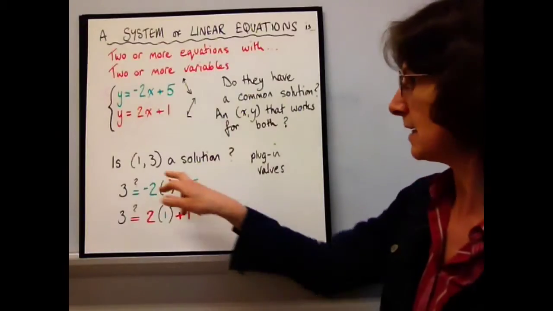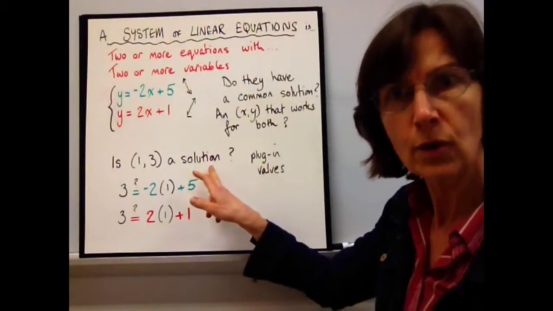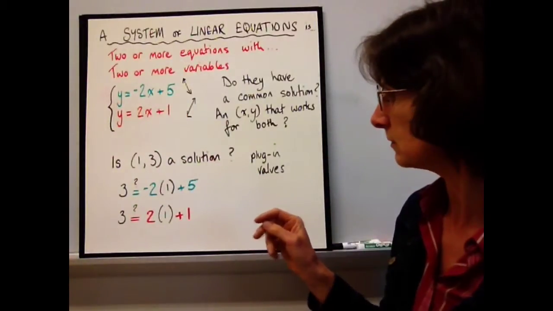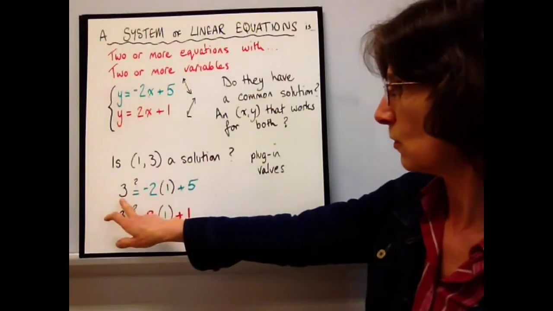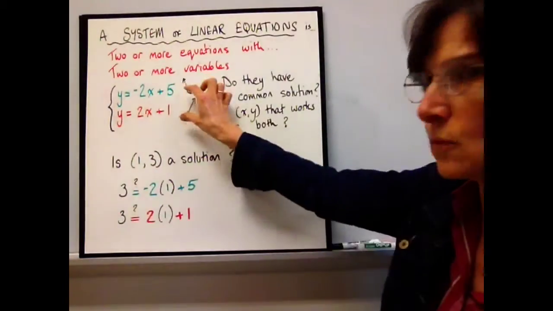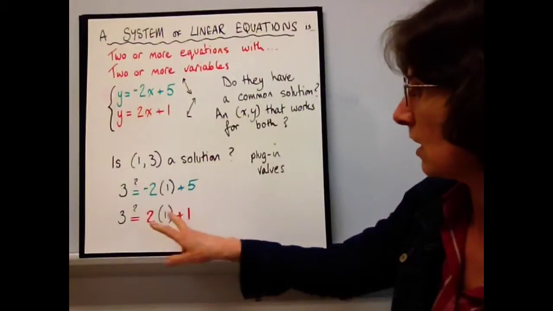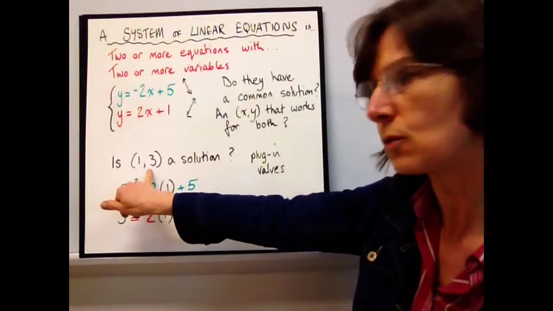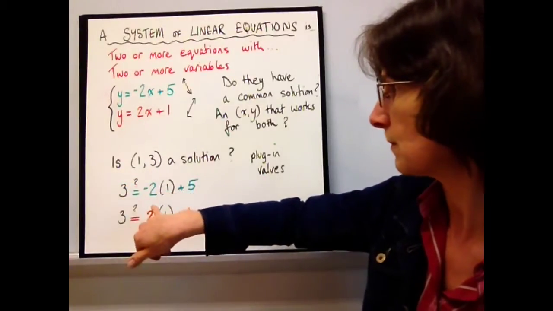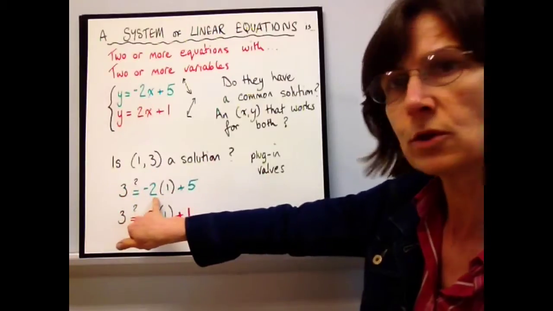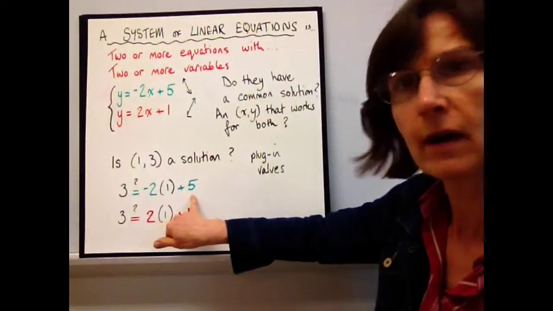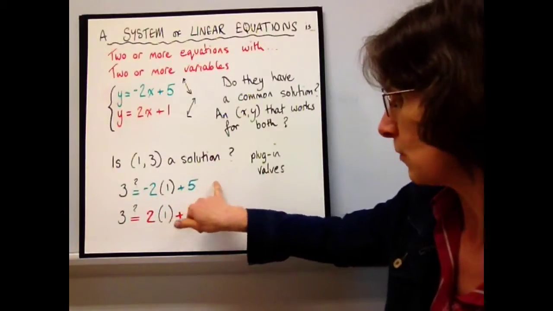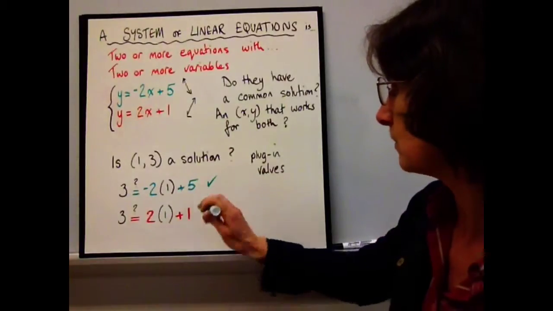Because it would mean that it works for both of them. So if someone says, is this a solution for a system? All you have to do is plug in these values into the equations that you've been given. So is 3 the y? And I'm just following these two equations, look. I'm using the colours so you can see which equation is which. And in black I'm putting in the numbers that I was given in my ordered pair, in my possible solution. Is 3, the y, equal to negative 2 times the 1, add the 5? Well, negative 2 times 1 is negative 2, plus 5 is 3, so yeah, it works for this one. So check, works for that one.